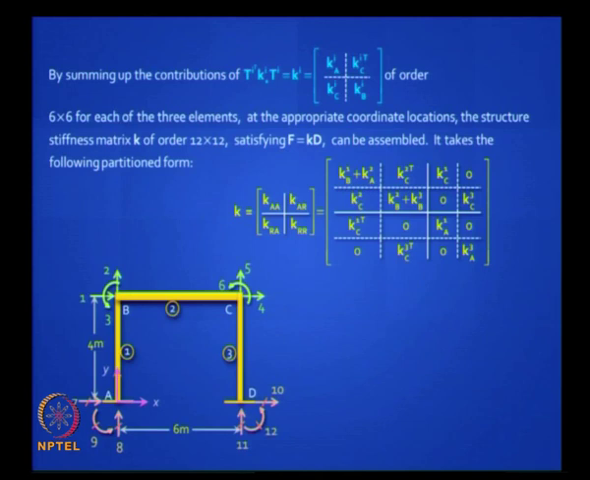So for each of them I have a 6 by 6 matrix, and at the appropriate coordinate locations the structure matrix K of order 12 by 12 satisfying F equal to Kd can be assembled. It takes this form. Now look carefully at that form. Coordinates 1, 2, 3 will be affected by which elements? By 1 and 2, okay. Now it is going to be affected by the tail end of 1 and the start end of 2, that is how you write Kb of 1 plus Ka of 2. Is it clear? That is a clever way of doing it.